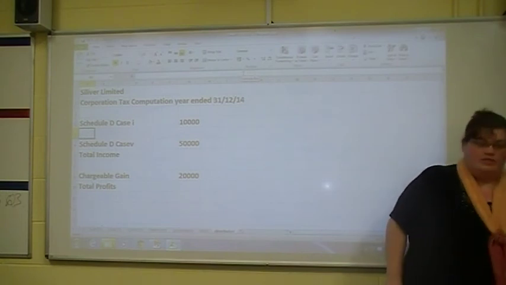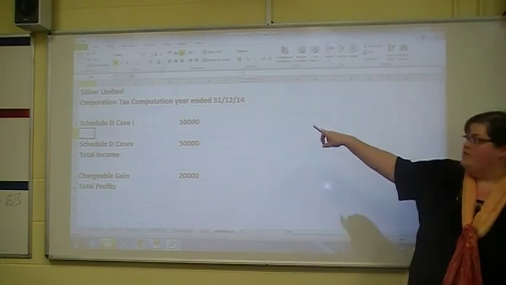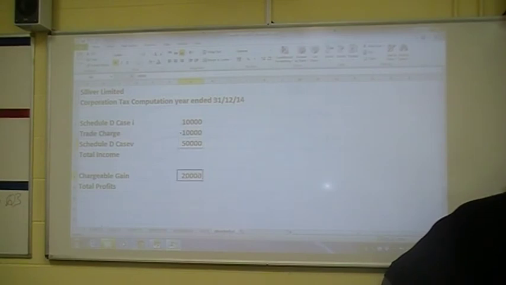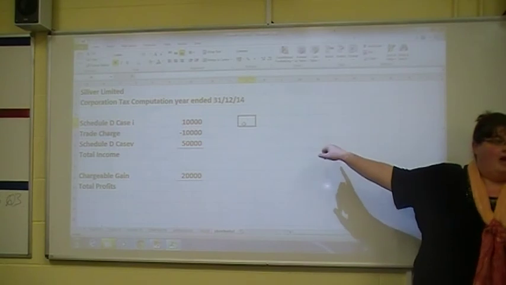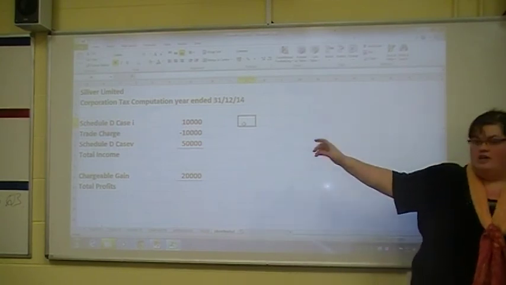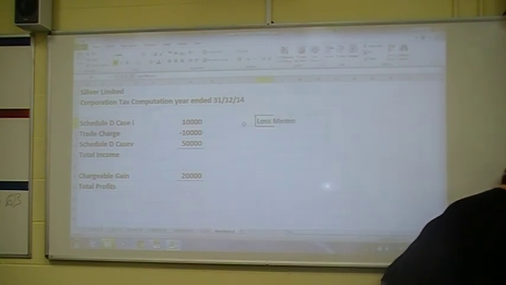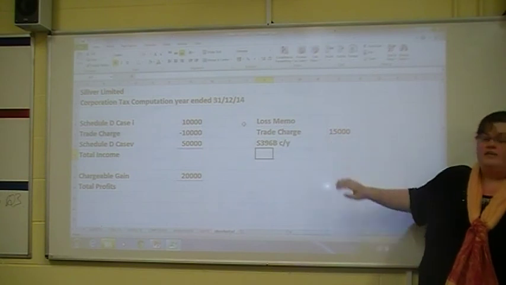So we've got our Schedule D Case 1, 10,000, and that's our trading income. We've got a trade charge of 25,000. That trade charge, 10,000 can go against our Case 1 income straight away. That would leave 15,000 of a trade charge, and that's going to be used now like a loss memo. It's going to be used on a value basis. We can't use it euro for euro because it's a trade charge. We have to use it like a loss memo. So we're going to have a section 396B current year from that. You can't take the remaining 15,000 and put it against our 50,000. You have to do it on a value basis.